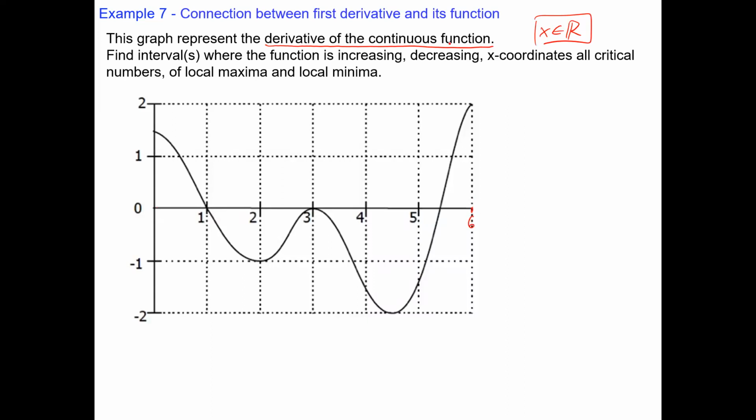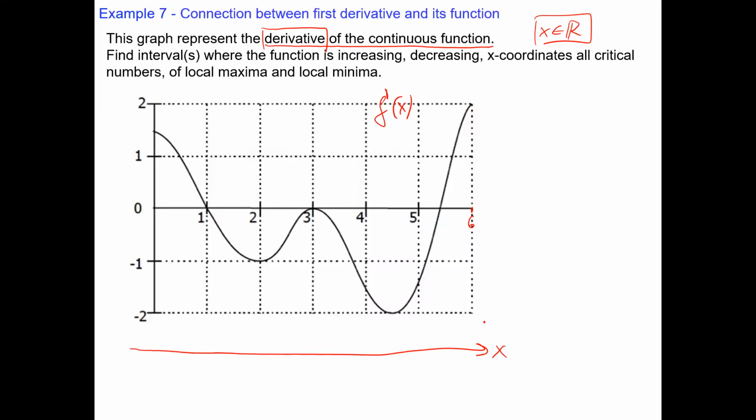The function is continuous. Yes, we have continuity. We do not have any gaps, jumps, or holes. But one more time, this graph represents the derivative. Okay. And now we have to find out where the original function, whose graph we do not see, is increasing, where it's decreasing, the critical numbers, and possibly identify maxima and minima. Okay. That's what I will suggest.